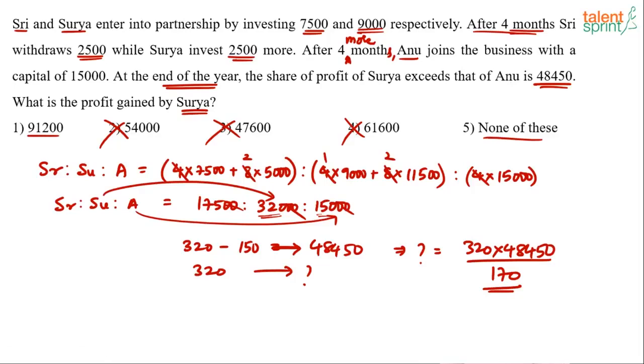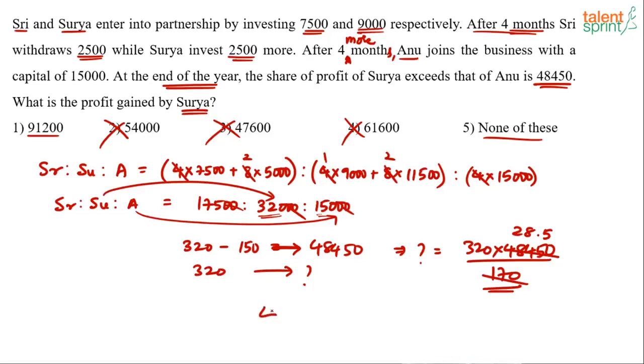Now do the final calculation to get the answer. Calculation, like usually, is your lookout. I think the only way is this 48,450 should get divided by 170. So I think 17,000, 34,000, then I can say 8,500, so 42,500. Or if you see, this 48,450 can be taken as 51,000 minus something. What is that something? 2,550 is 1.5 times. So 30 minus 1.5 is 28.5. So the answer should be 320 into 28.5.